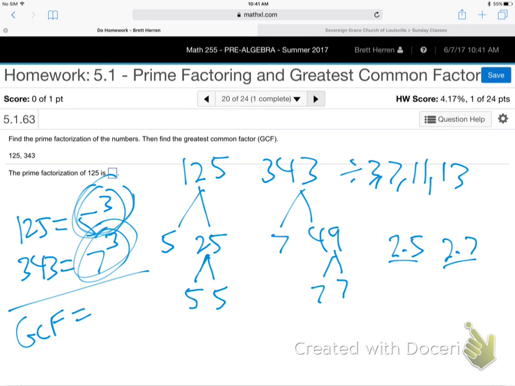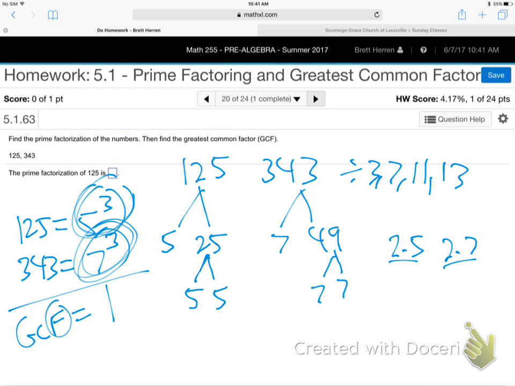This one has three 5s, that one has three 7s. What do they have in common? Nothing. They don't both have 5s. Only one of them has 5s. They don't both have 7s. Only one of them has 7s. But the answer is not 0, because 1 does divide into every number, right? 1 divides into all the numbers. So that is a factor, the greatest common factor. It goes into both of them, so that's your answer, just 1. If they have nothing else in common, the answer is 1.